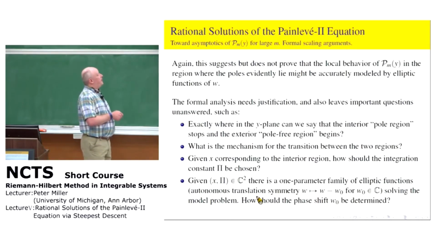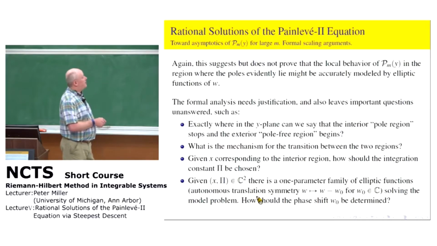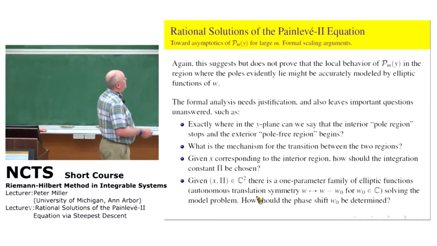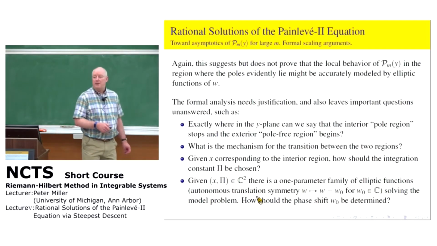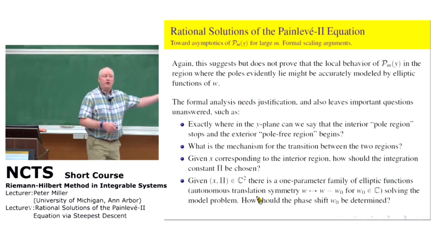But anyway, this is just guesswork, really, and we need to justify everything, and also the guesswork leaves some important questions without answers. Some of those questions are that we don't know exactly where in the y-plane we can say that the interior pole region stops and the exterior pole-free region begins, okay? We can kind of see it in the pictures, but how can we see what's going on and really predict where that's going to be? A related question is, what is the mathematical mechanism for the transition between those two regions? How does the function Pm of y know to change from poles to no poles, right?